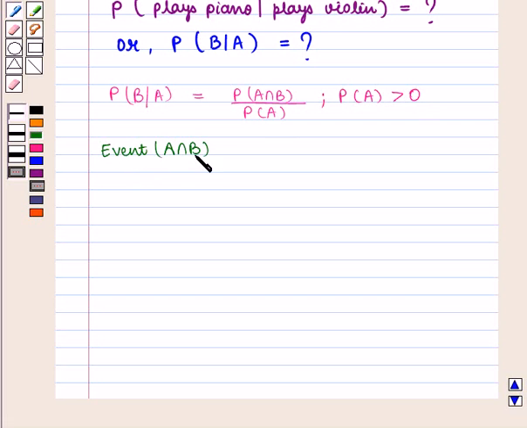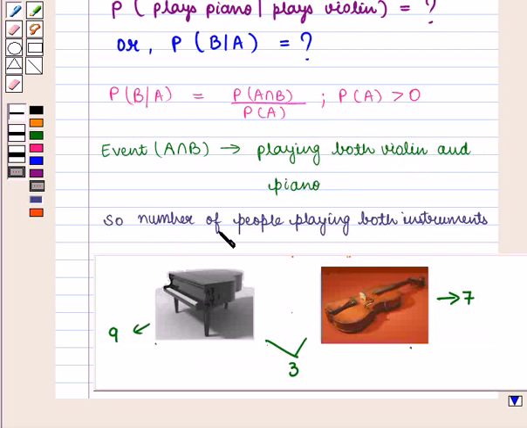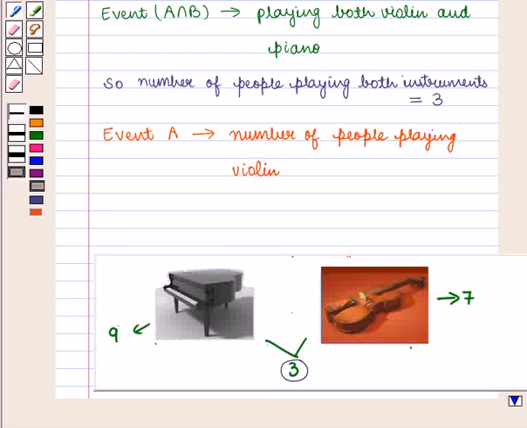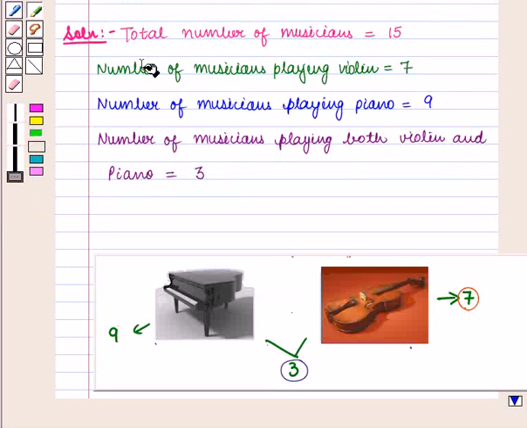Let us find favorable outcomes for event A intersection B and event A. Now, event A intersection B is playing both violin and piano. So, number of people playing both instruments is equal to 3. Similarly, for event A, that is, person plays violin, number of people playing violin is given to us as 7. And we know that total number of musicians given to us is 15.